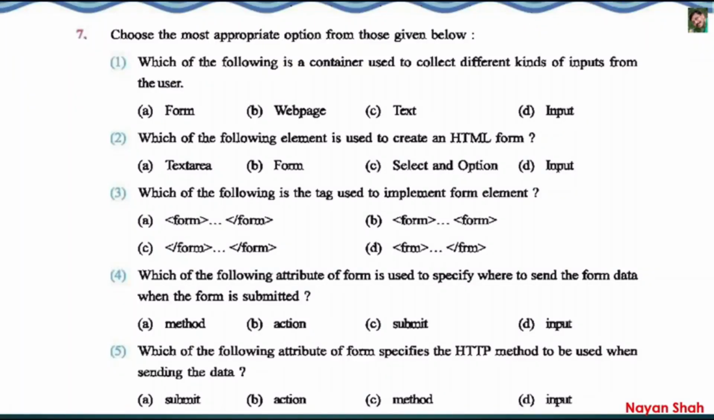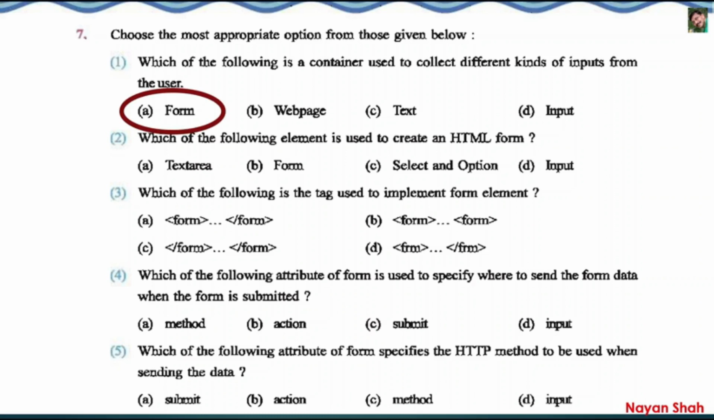So the chapter 1 exercise. Which of the following is a container used to collect different kinds of inputs from the user? What is that? That collects some information from the user. The user will provide some information and it will collect and save it. What will be the answer? Answer would be obviously A, form.